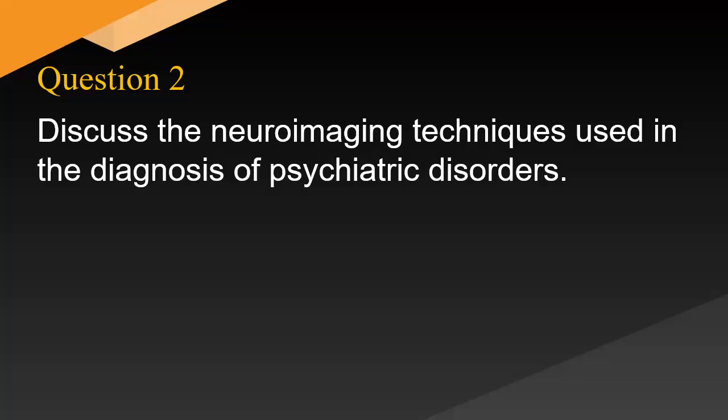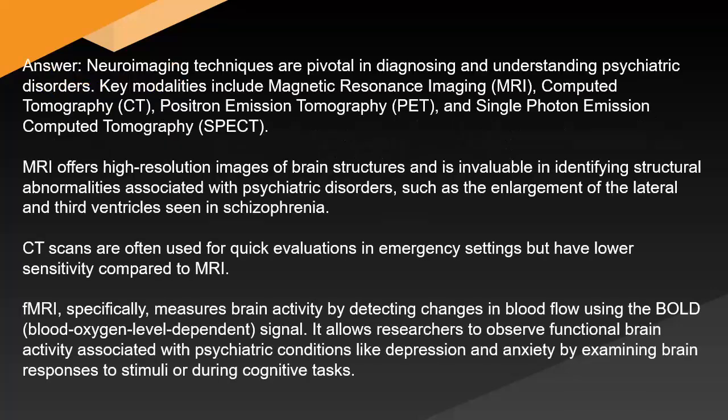Discuss the neuroimaging techniques used in the diagnosis of psychiatric disorders. Answer: Neuroimaging techniques are pivotal in diagnosing and understanding psychiatric disorders. Key modalities include magnetic resonance imaging (MRI), computed tomography (CT), positron emission tomography (PET), and single photon emission computed tomography (SPECT). MRI offers high-resolution images of brain structures and is invaluable in identifying structural abnormalities associated with psychiatric disorders, such as the enlargement of the lateral and third ventricles seen in schizophrenia.